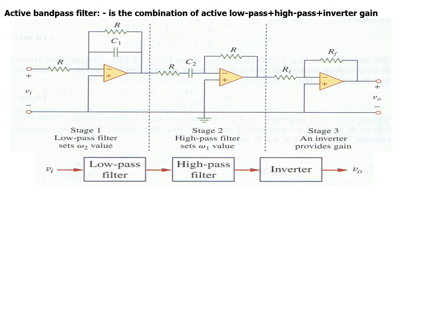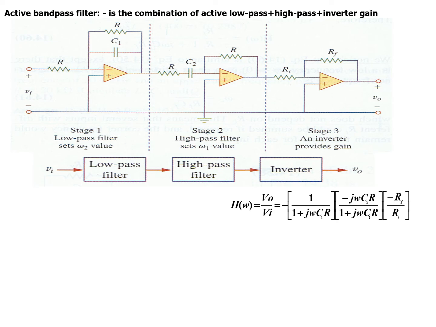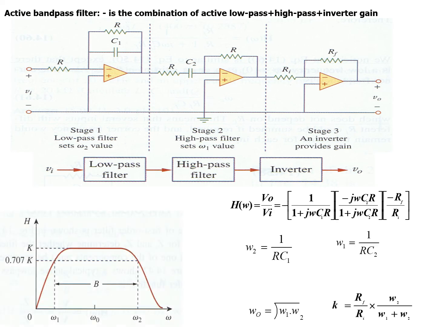So this is generally how it's done, and the transfer function is Vout over Vi, as shown in the equation. And we have at last a band pass filter with omega 1 equal to 1 over R C2 and omega 2 equal to 1 over R C1. You note that omega 0, the resonant frequency, is at the square root of omega 1 multiplied with omega 2. The gain is RF over RI times omega 1 over omega 1 plus omega 2. Right.